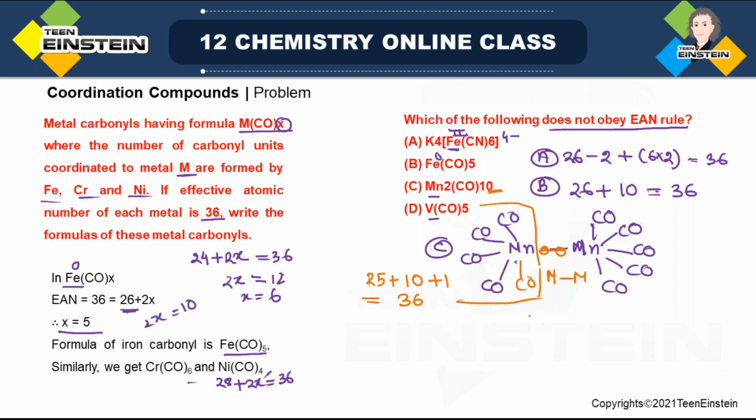So the last one must be the correct answer because we have to find which one is not obeying, right? The last one, vanadium, has atomic number 23, oxidation state is 0 because it is a carbonyl complex, and 5 into 2 means 10. So see, this is not at all following the EAN rule. That means it will have a tendency to accept electrons so that it can achieve 36. So the last one is the correct answer because it is not equal to 36. Since all are from the first transition series, the inert gas that you consider is krypton.